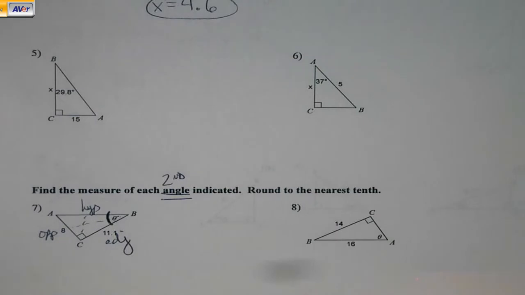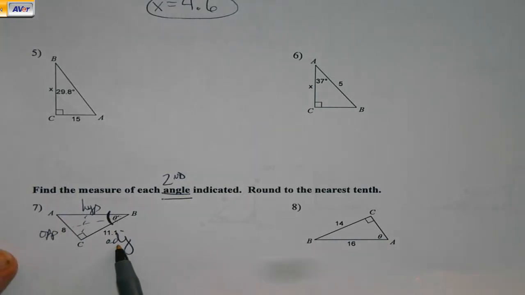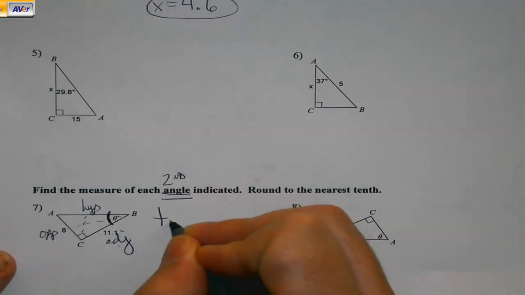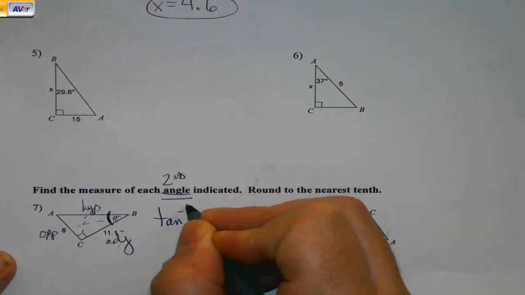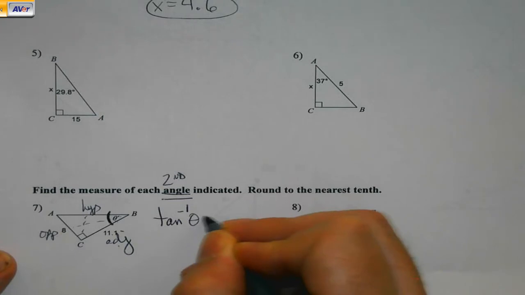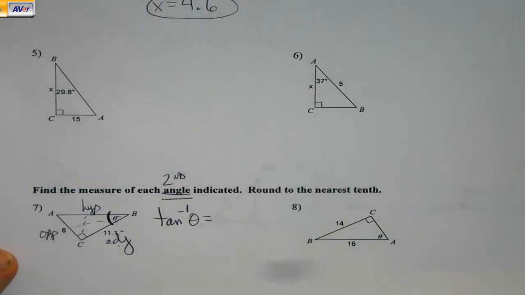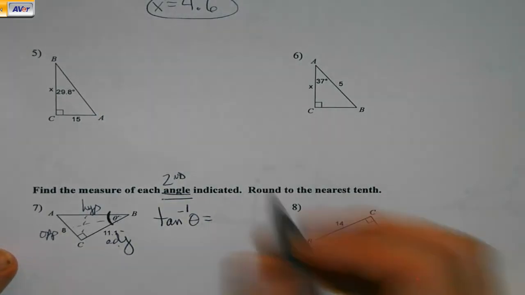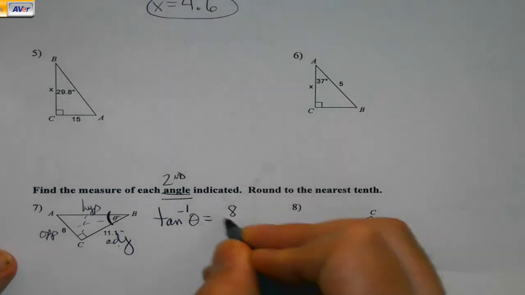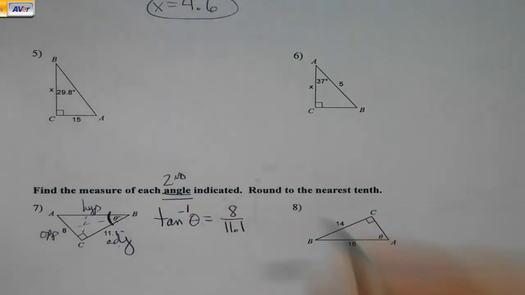And get those labeled. Because similarly to what I did on the sides, I'm going to do the same thing with my angle. So I've got opposite and adjacent. And I look up at the top and I see opposite and adjacent. It's going to go with tangent. But when I do it with an angle, to remind myself, I use that little -1 to say, oh yeah, I got to do the inverse here. Opposite over adjacent.